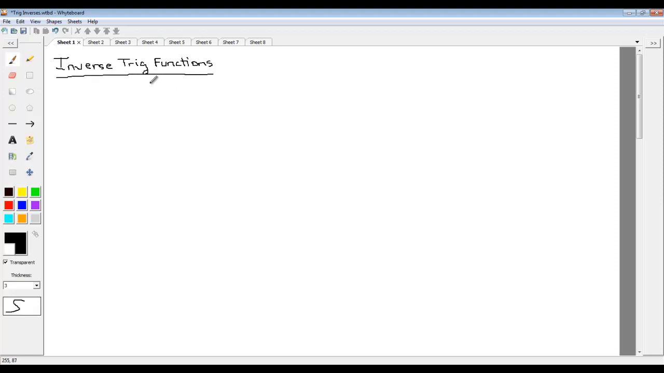We know that for a function, if you look at its graph, it's going to pass the vertical line test. And what that means is that each x value or input has exactly one y value or output.